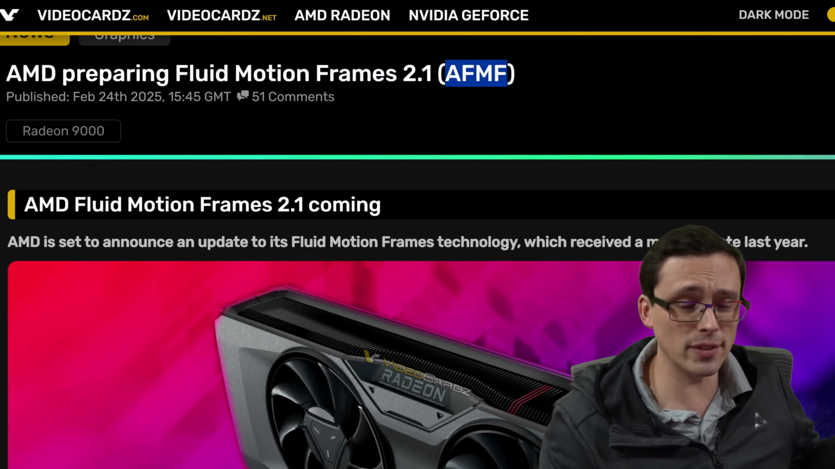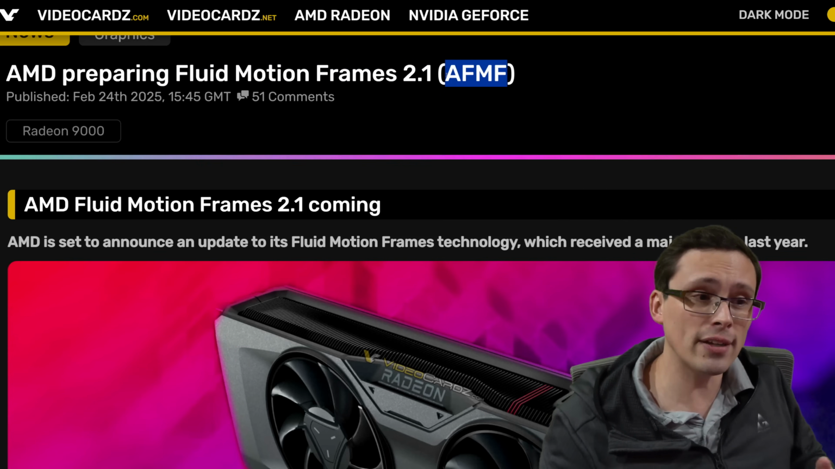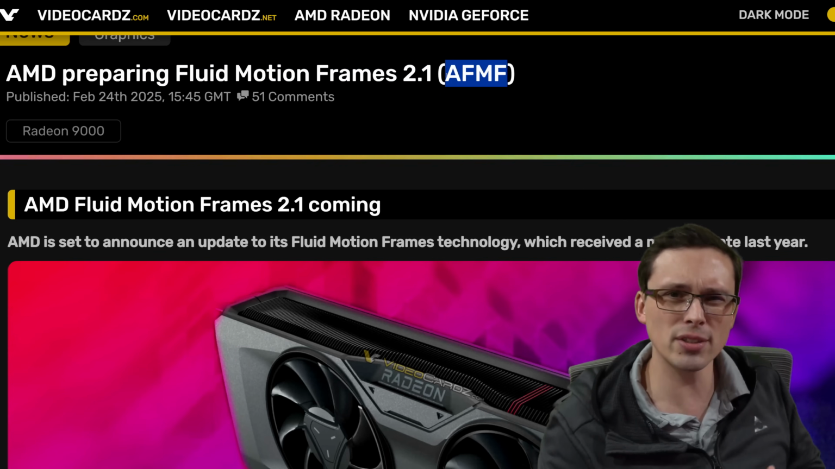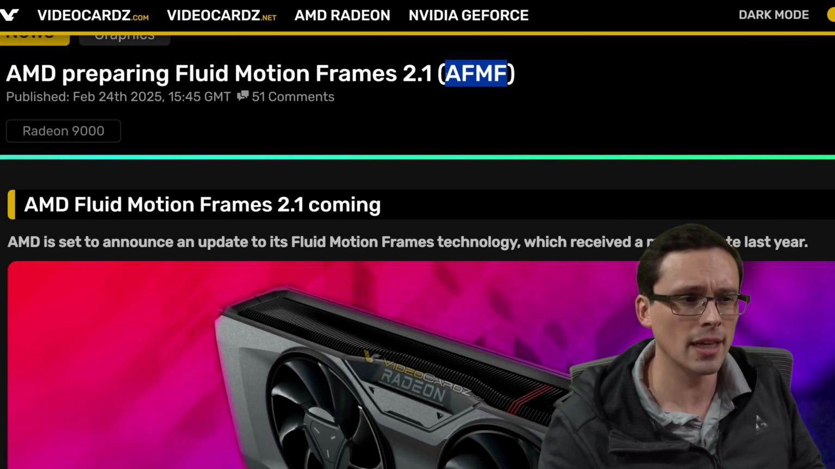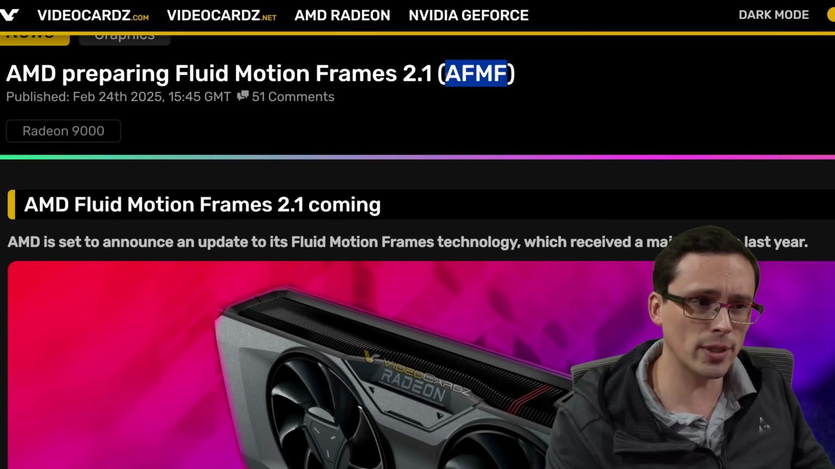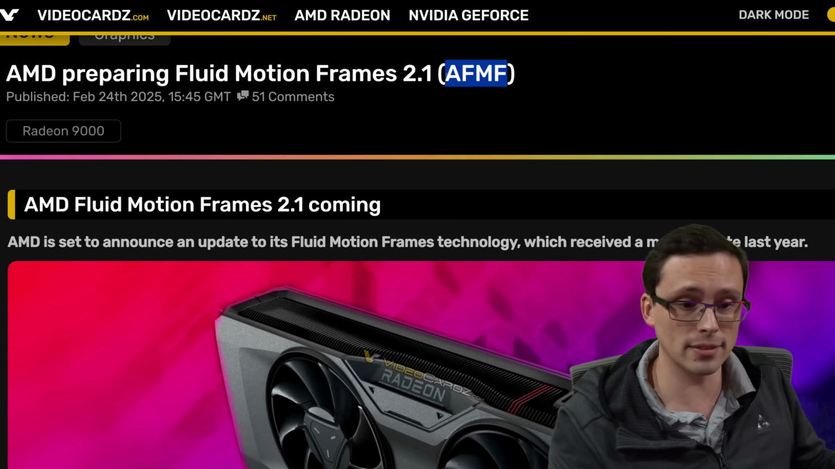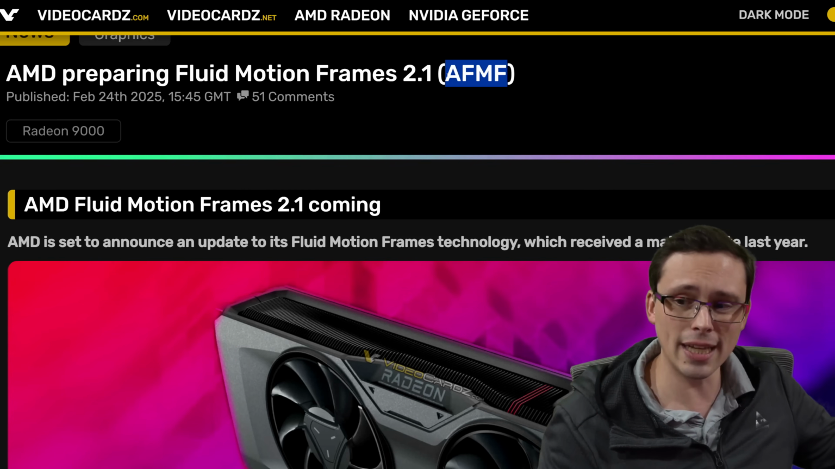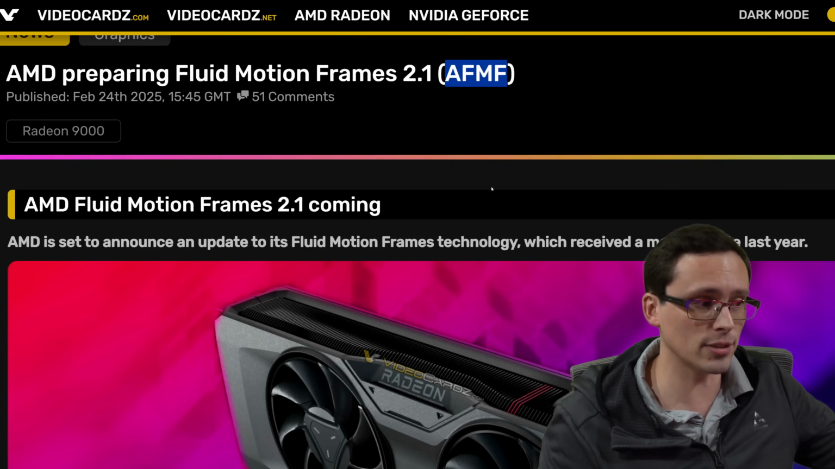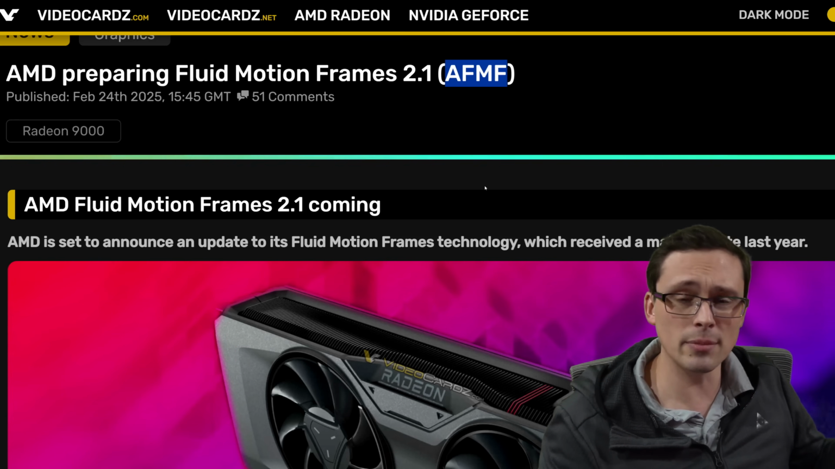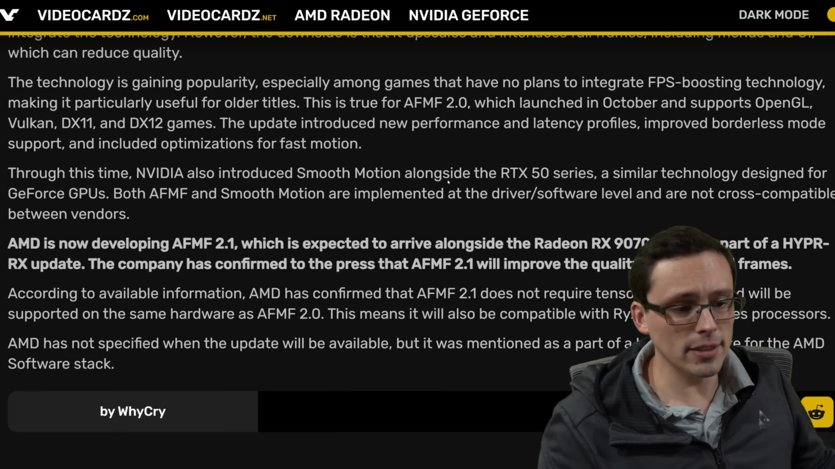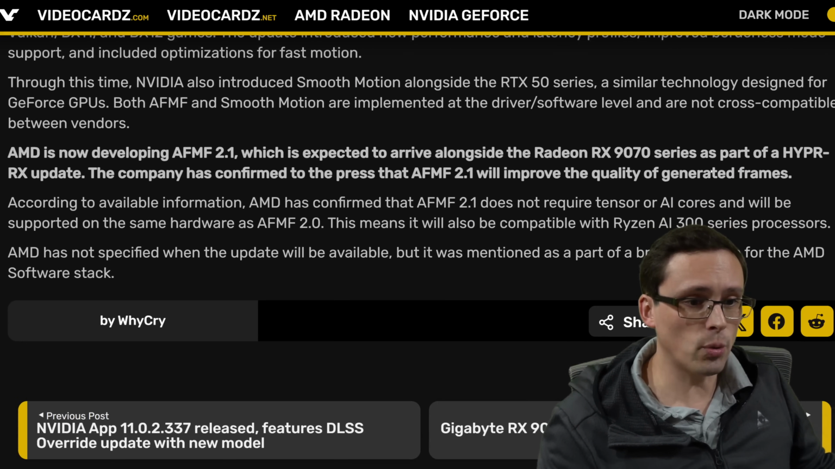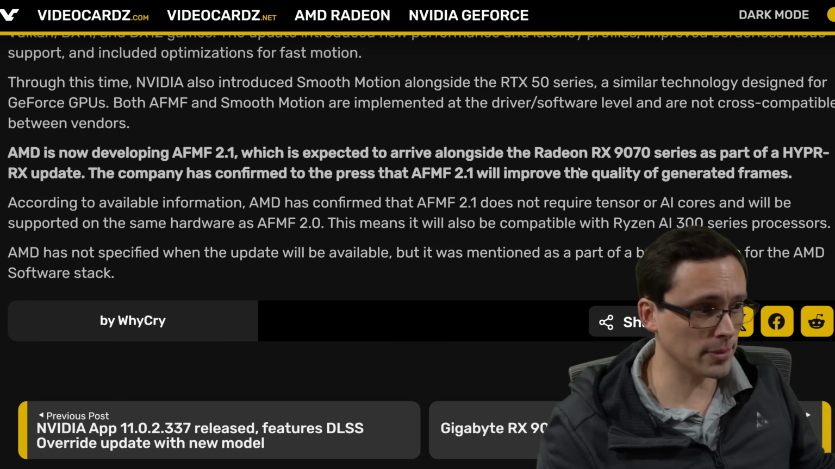Now, remember AFMF, at least if you're not familiar with this, is driver level frame generation. So similar to what Lossless Scaling does, except it's done through AMD's driver software and it uses its own algorithm. So, different, it's not the same thing, but that's the idea. You're applying frame generation to games that don't have any frame generation built into them, which has its trade-offs in the image quality. The claim here is that this will deliver better image quality for the generated frames.